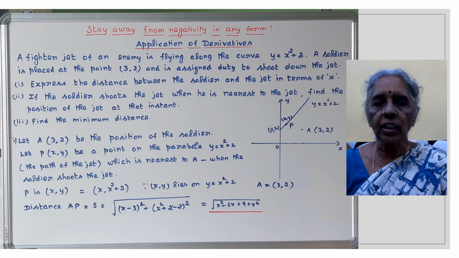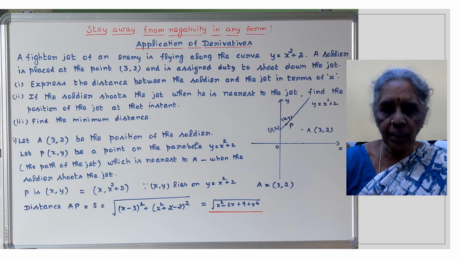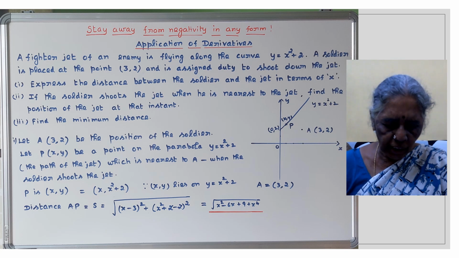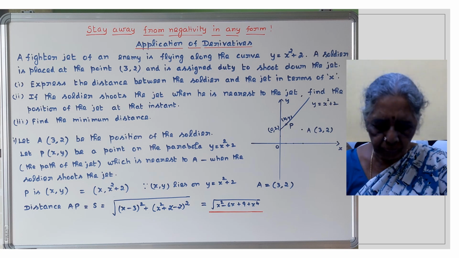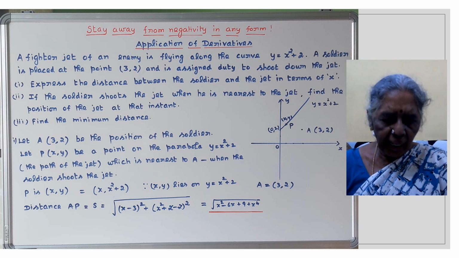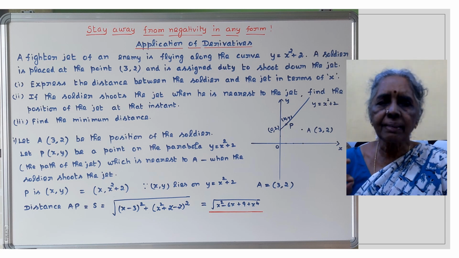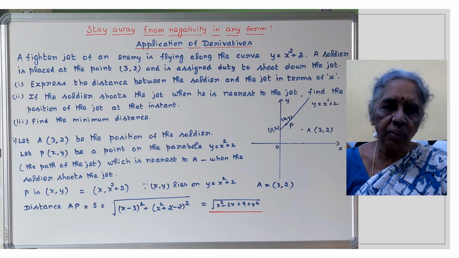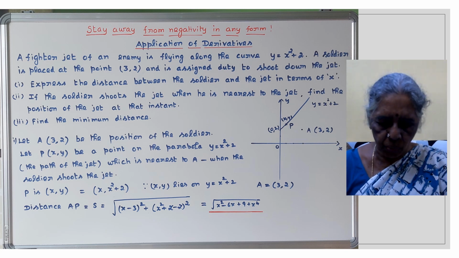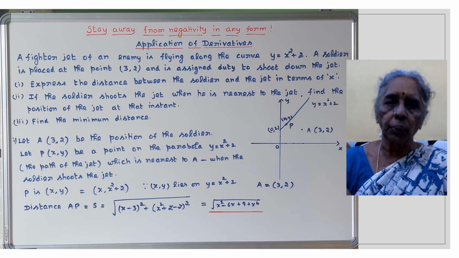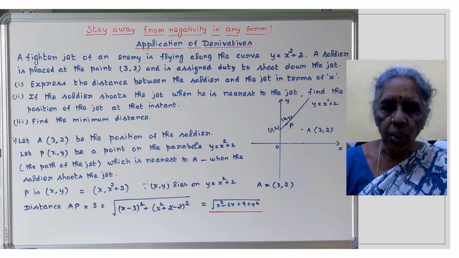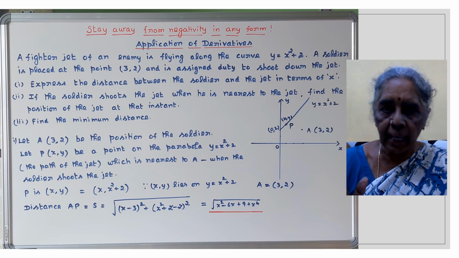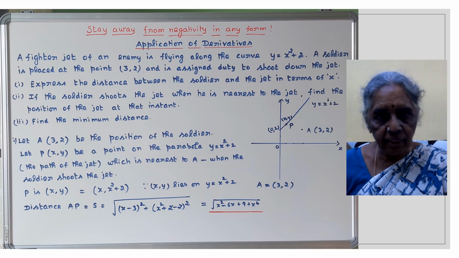Okay, right. Now, what is the first subdivision? We want to express the distance between the soldier and the jet in terms of x. So, we want to express the distance AP. You know, A is (3, 2). P is (x, y). You are having two variables. Now, you use the equation y is equal to x squared plus 2. So, in the place of y, you can write x squared plus 2. So, the coordinates of P now will be in terms of x alone. Now, use the distance formula.